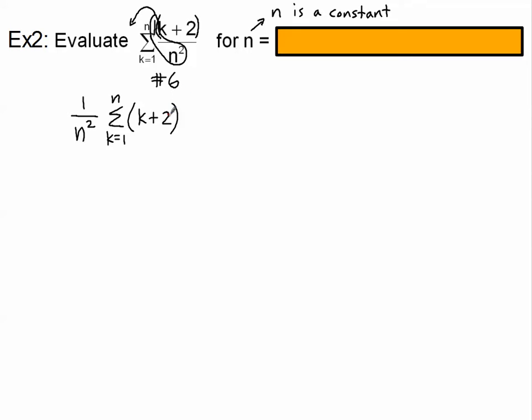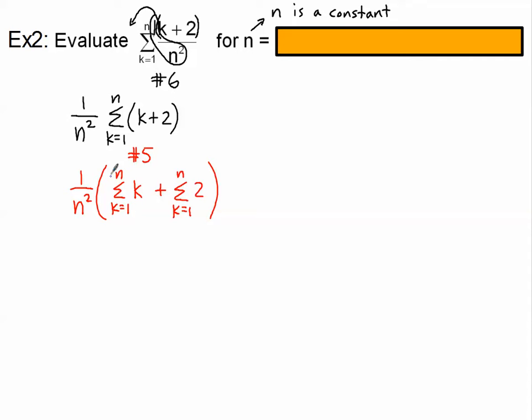And now I see that I've got this sum right here. And I can use formula number 5 to split it up. Now I've got my constant out here. It's going to be the first thing I write. And since I'm going to split this up, I'm going to use parentheses. I'm going to have the sum of the k plus the sum of the 2. That's using formula number 5.